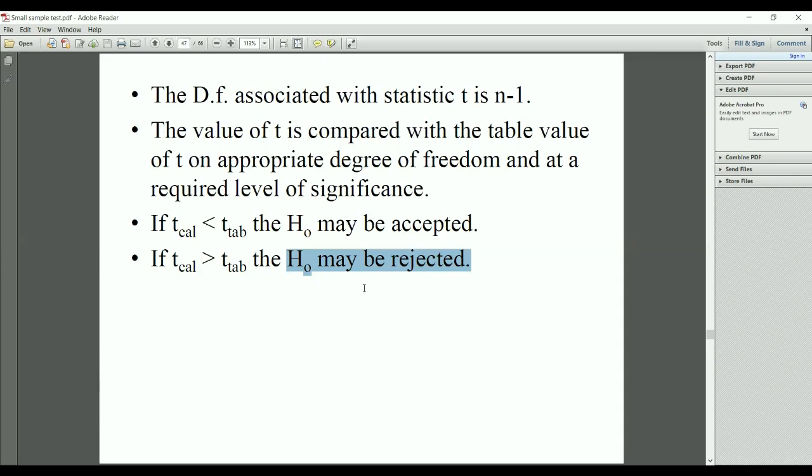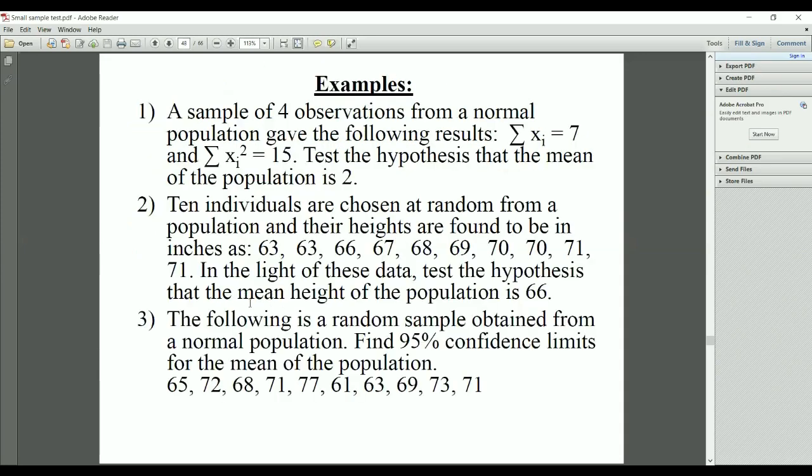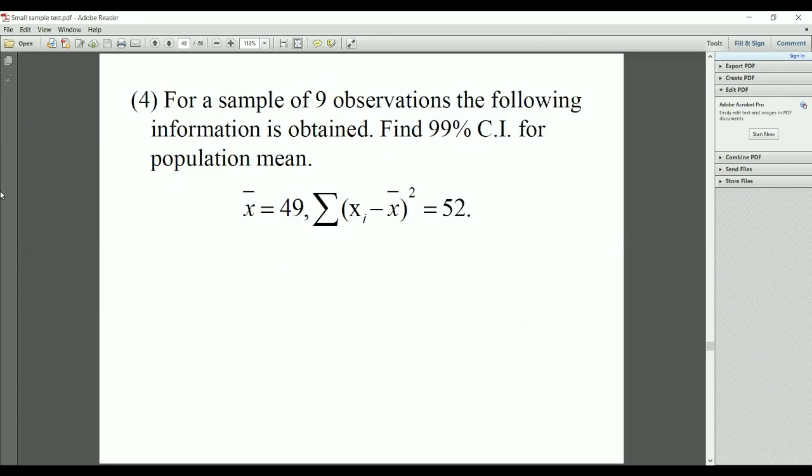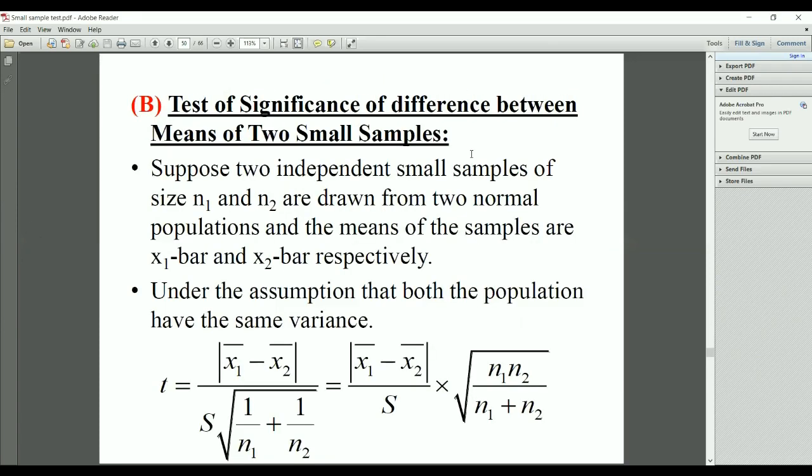So these are all examples; if you want to solve, you can solve. Now there is the test of significance of the difference between the means of two small samples. Suppose two independent small samples of size n1 and n2 are drawn from two normal populations. The means of the samples are x1 bar and x2 bar respectively. That time we use this formula: t is equal to x1 bar minus x2 bar upon standard deviation times root of 1 upon n1 plus 1 upon n2.